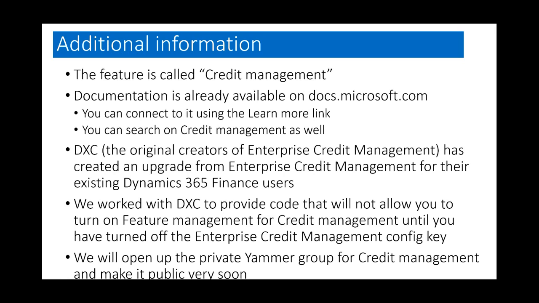So what will happen is config keys on. They are providing, as part of their upgrade, a script that you'll run, or a menu basically, that'll move your data into the new system. Then you go in and turn off their config key. Then Feature Management will see that and say, oh, okay, now it's okay for me to turn on Credit Management. So we've done it that way just to protect everybody from accidentally doing two different things.